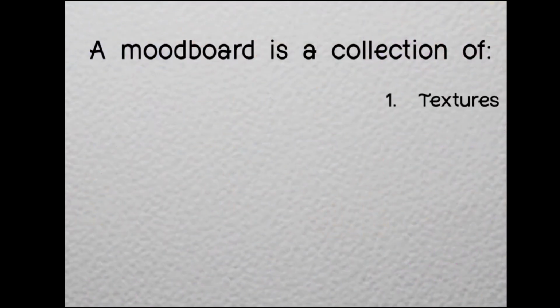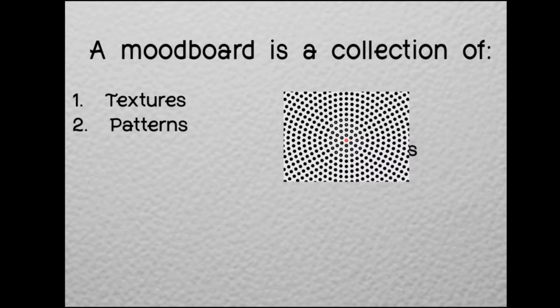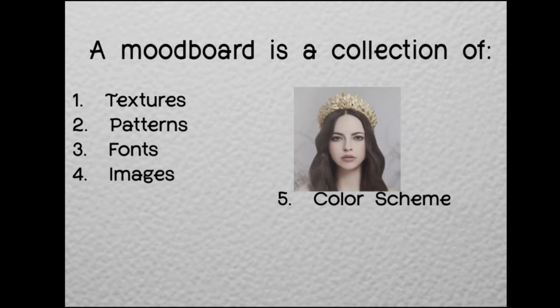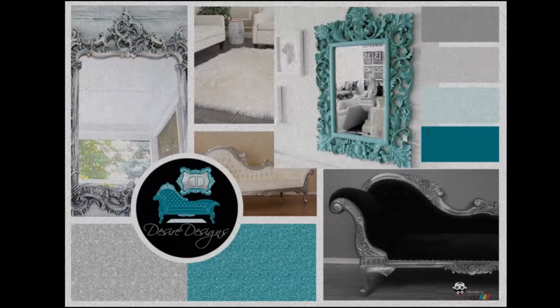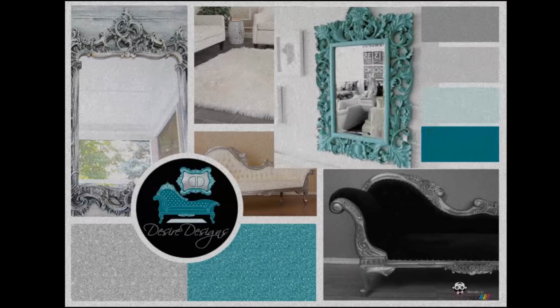So, in layman's terms, a mood board is a collection of textures, fonts, images, and text that is related to the design theme, overall tone. For instance, this mood board is for a logo idea. The client keywords were chic, unique, simple, and vintage. She loved glitter and mirror as patterns and textures. As you can see, it is reflected in the final logo design.